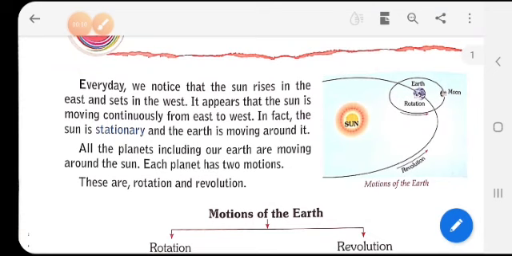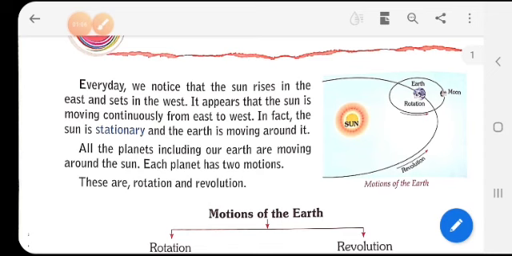In fact, the sun is stationary and the earth is moving around it. So what is the fact? The fact is that the sun is stationary. That means it is not moving while the earth is moving around it. Now all the planets including our earth are moving around the sun.